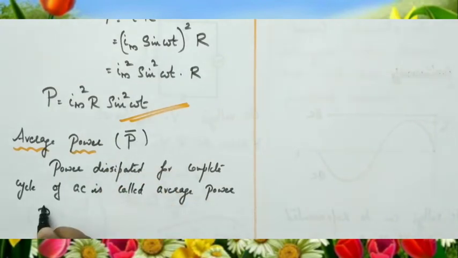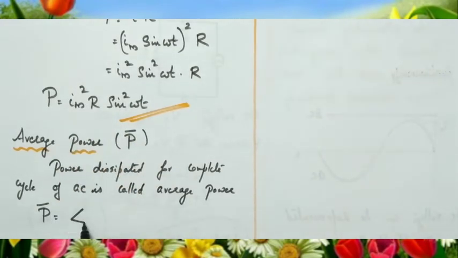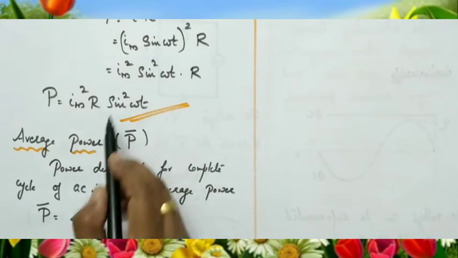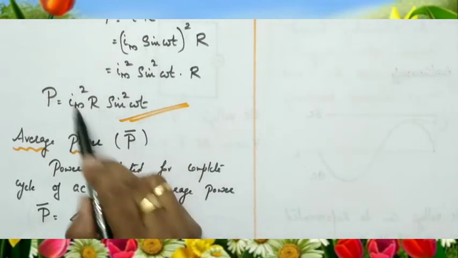And how will you find out the average power? P average is given by, we have to take the instantaneous power and we have to take the average. So this represents the average of the value taken inside. We have to find out the average of the right side. What is on the right side? Im square R sin square omega t. So this is the method of taking the average of the quantity.